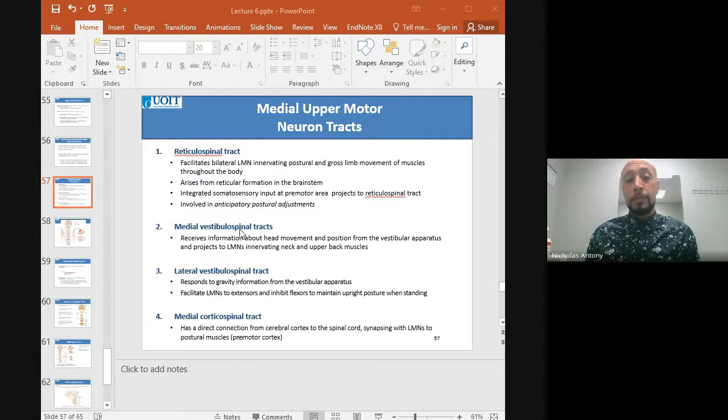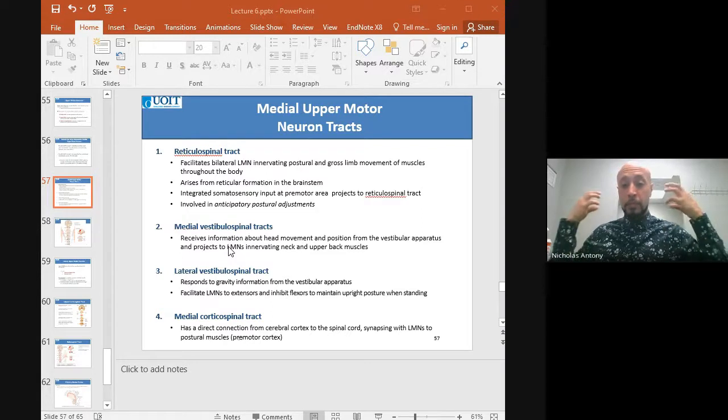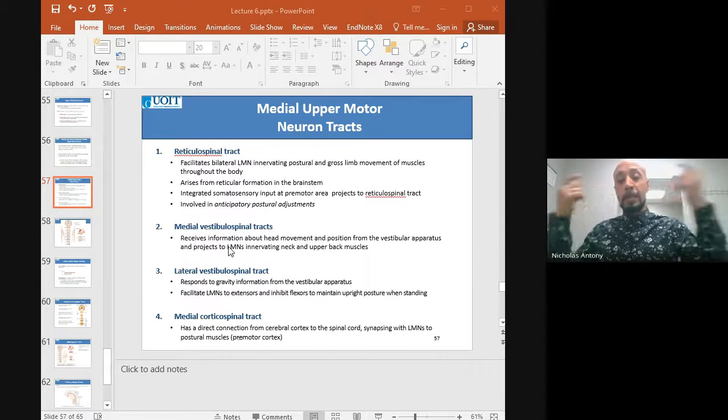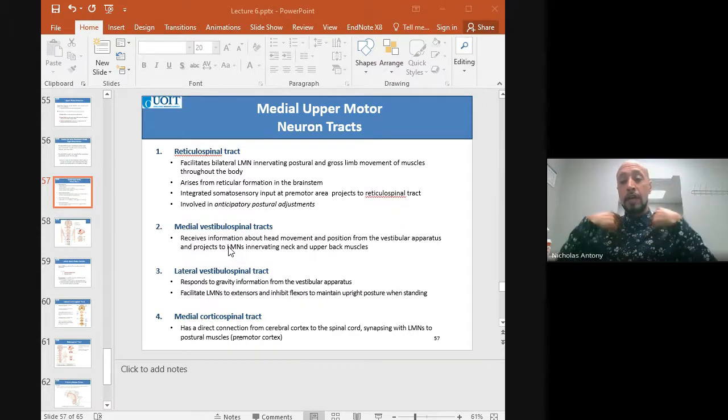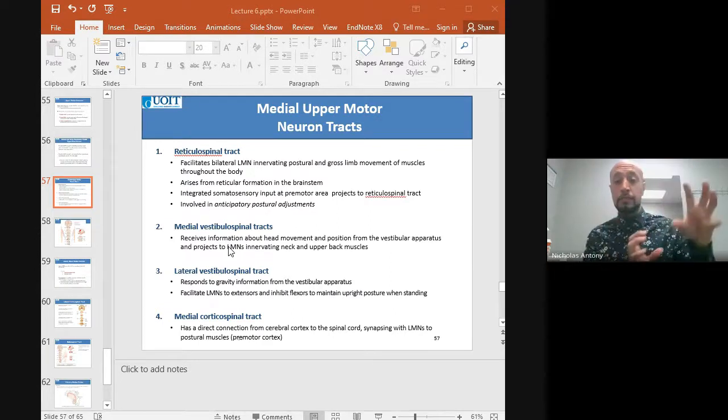The medial vestibulospinal tract is going from our vestibular system to the spinal cord. What this does is it takes all of the information from our vestibular complexes in our head to tell you which way the head is positioned. And it's a baseline activation of our head and shoulder muscles to keep our head stable in position. So depending on how my head's positioned, I'm going to reflexively activate the core muscles of the neck to hold my head stable.